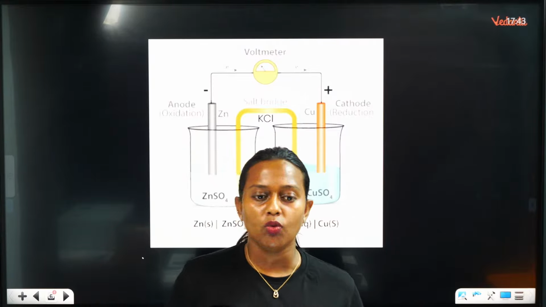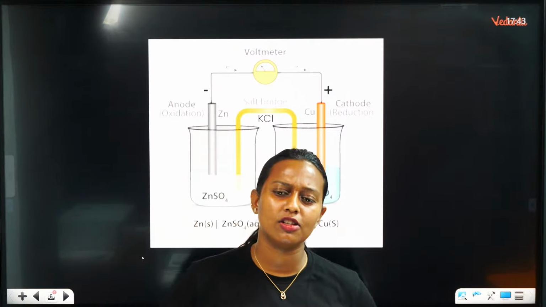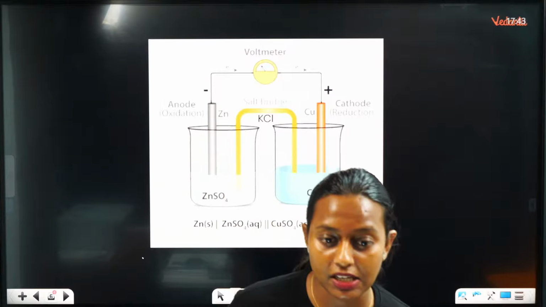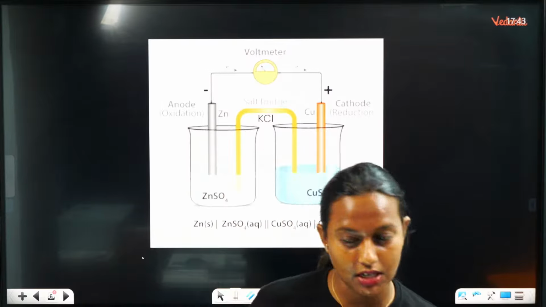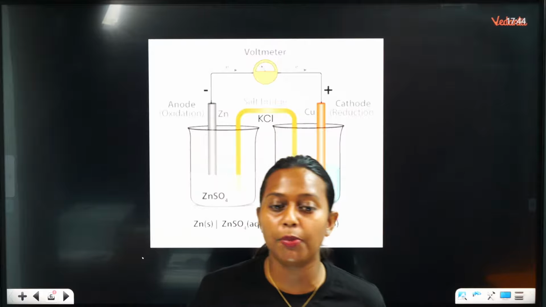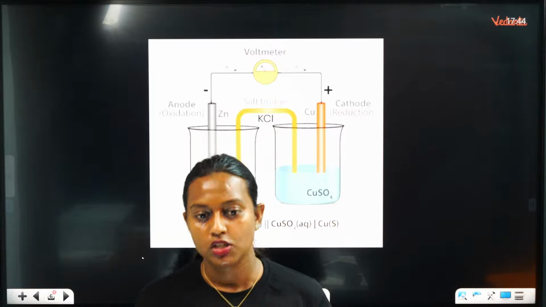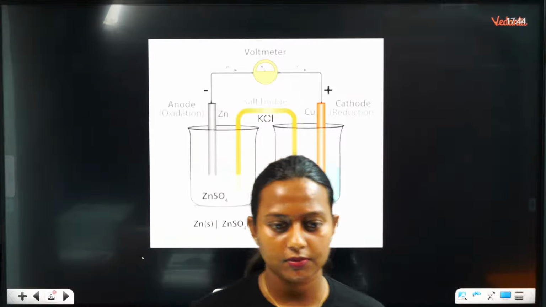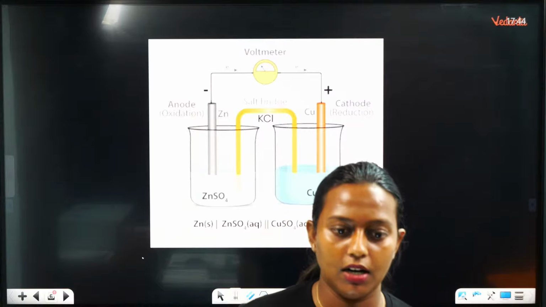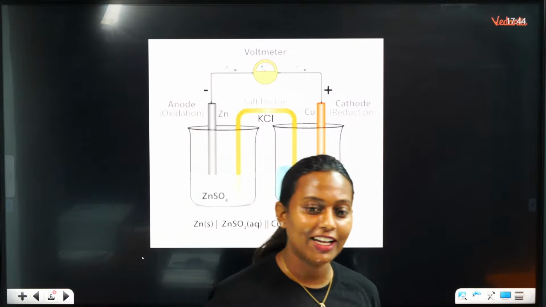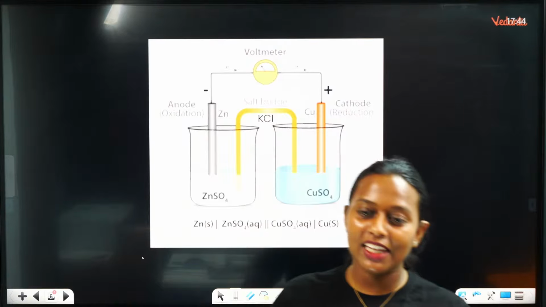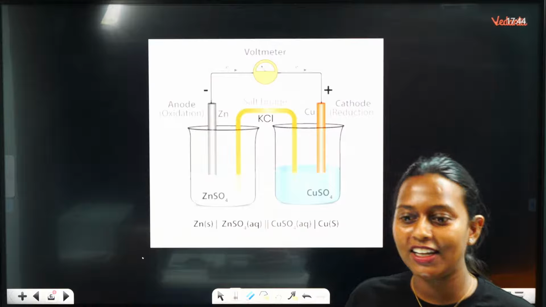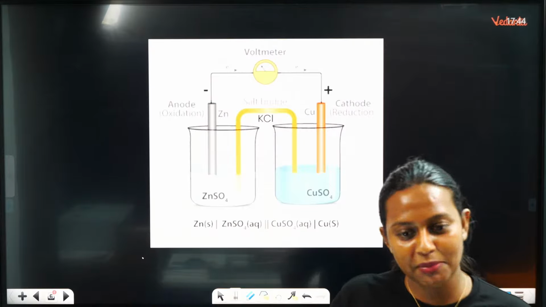So what is a cell? Tell me. What materials are required, what type of solution is required? Salt bridge. Why do we need a salt bridge? Voltmeter, electrode, battery, electrolyte. So we are making a battery. Battery means a cell.